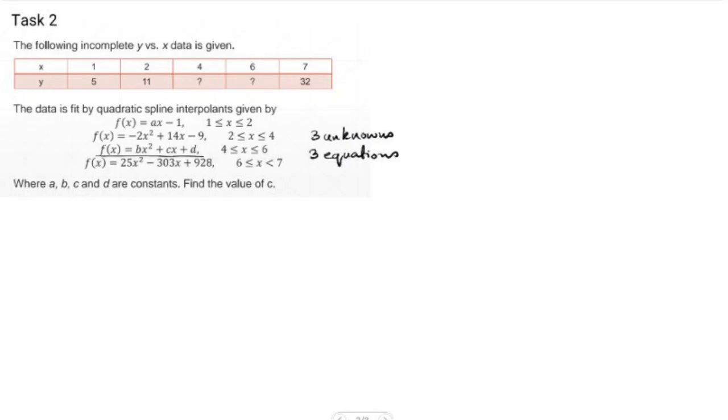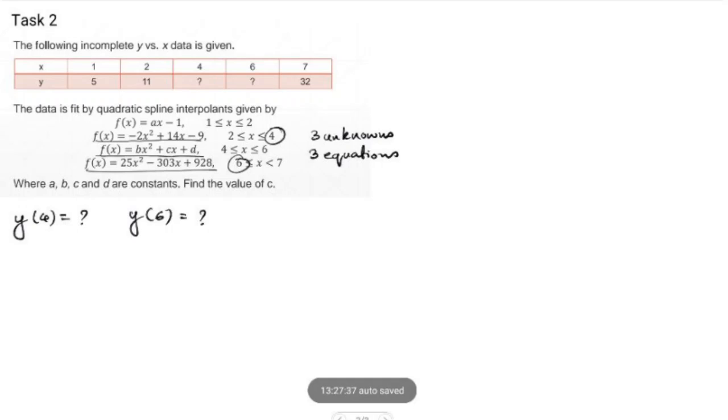So to find out what y at x equal to 4 is, and what y at x equal to 6 is, we have to first find out these 2. What we can see is that the second spline is going through 4, and the third spline is going through 6. So we have 2 other splines which are going through these 2 points 4 and 6, and we could use these splines to find out the y value at x equal to 4 and 6.